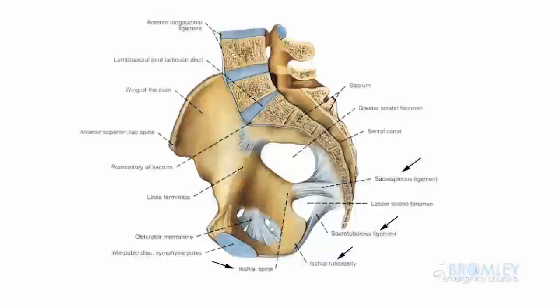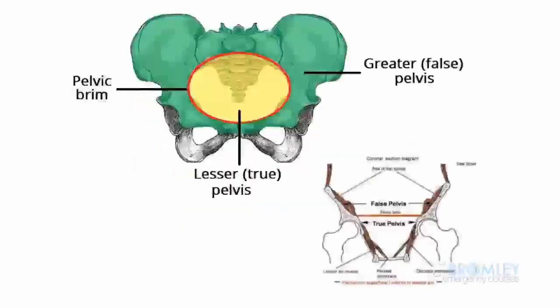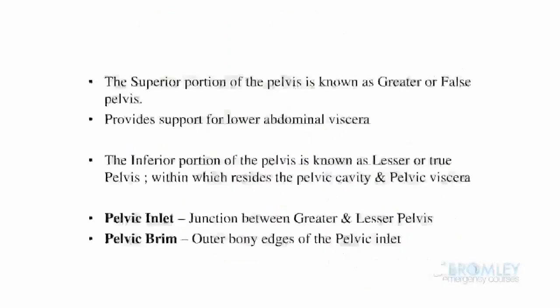Okay? And now you can see that is the greater sciatic foramen, that's the lesser sciatic foramen. Piriformis muscle passes through the greater, obturator internus through the lesser sciatic foramen. And you can talk about structures passing above the piriformis, below the piriformis, which is probably beyond the scope of this lecture.